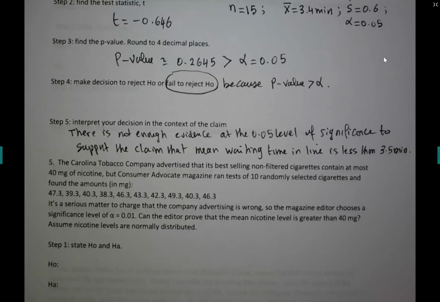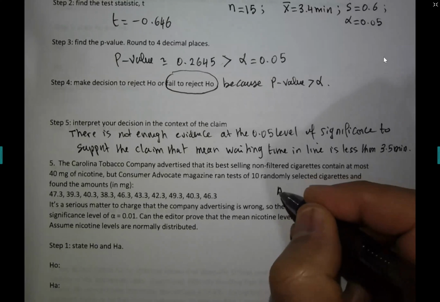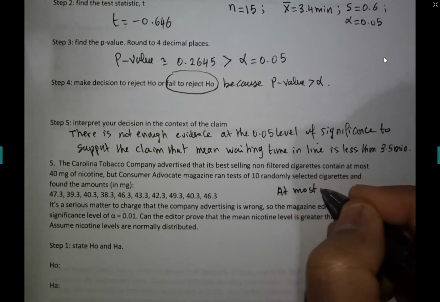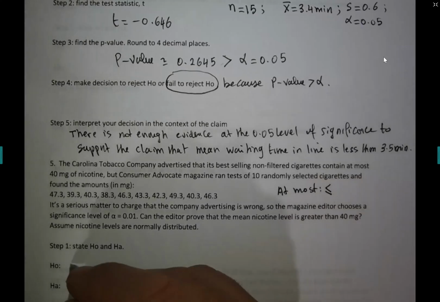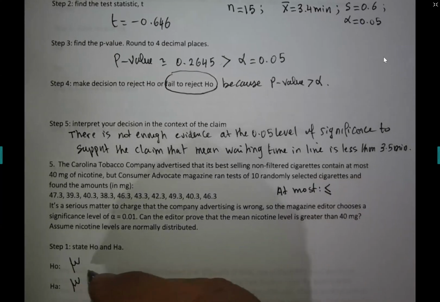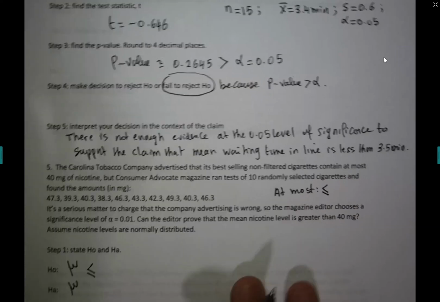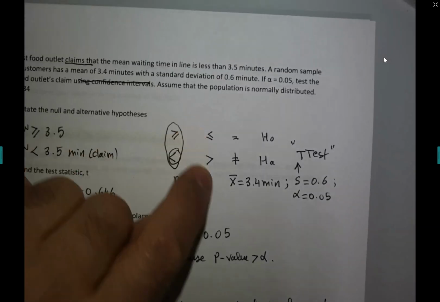So, okay, guys, this is a very interesting problem. Carolina Tobacco Company advertised that its best-selling non-filtered cigarettes contain at most 40 milligrams of nicotine. What is at most, guys? Can you remind me what sign you use for at most? Less than or equal to. Yep, you need to know this, guys. So it's going to be mean, less than or equal to. Look, guys, just consistency.